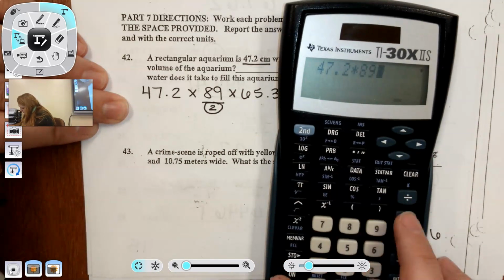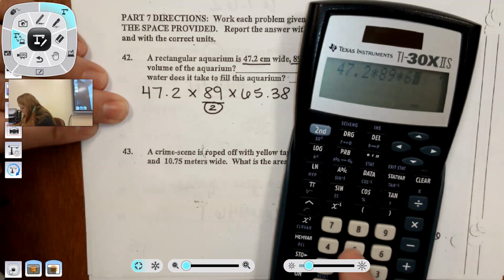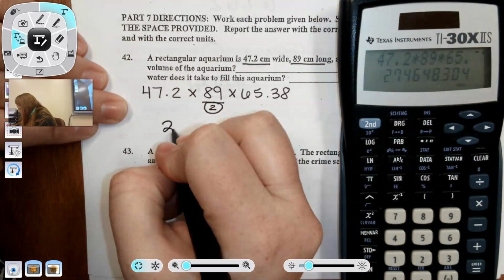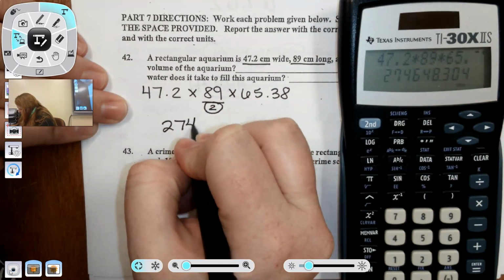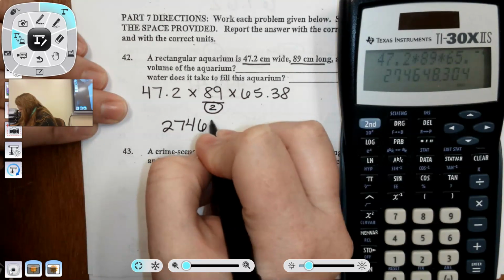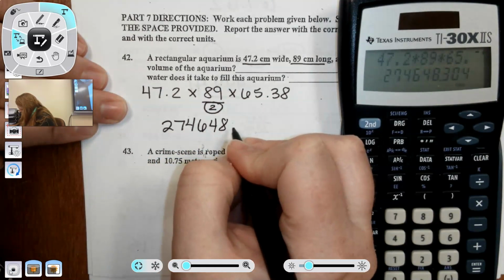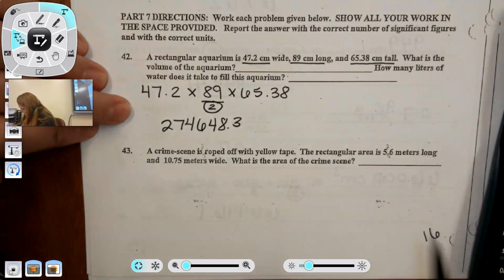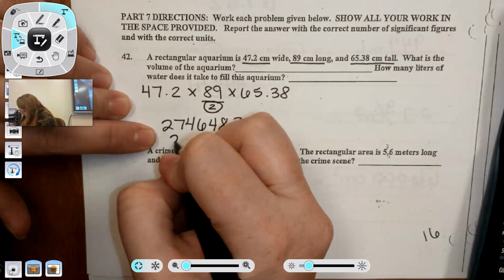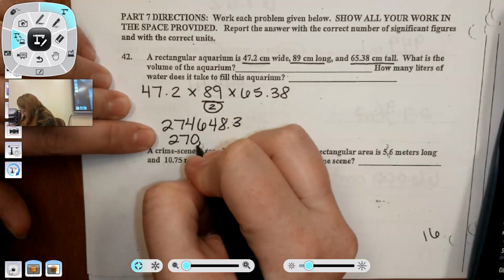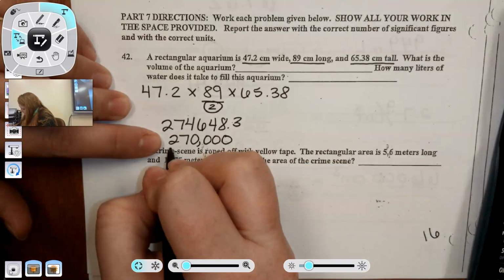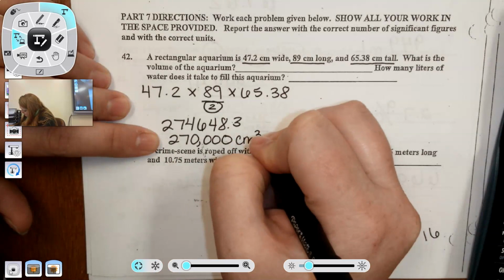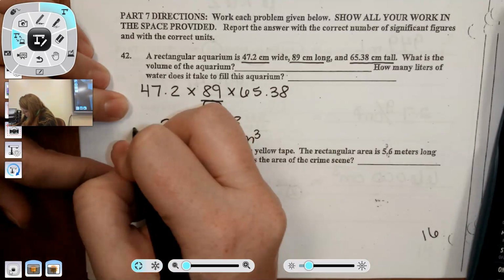So let's multiply these together. 47.2 times 89 times 65.38 is equal to, wow, a really big number. Okay, that's what my calculator gives me. But we can only have 2 sig figs. So I want to keep the 2 and the 7 and replace everything with zeros. So 270,000 cubic centimeters is the volume.